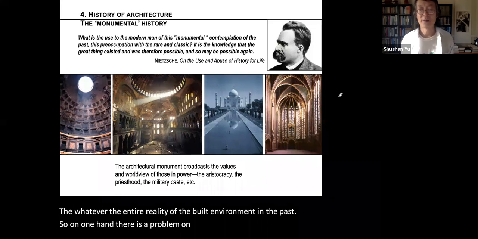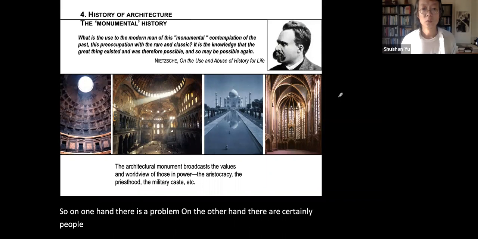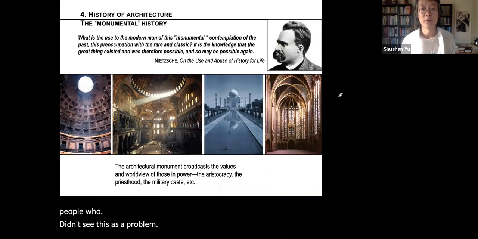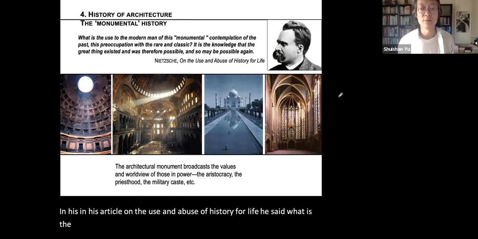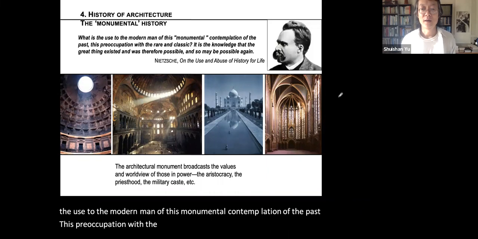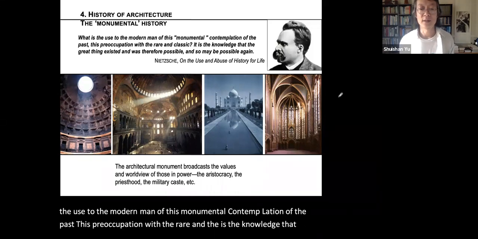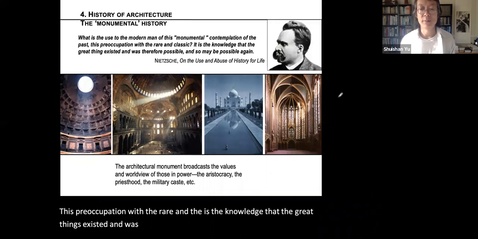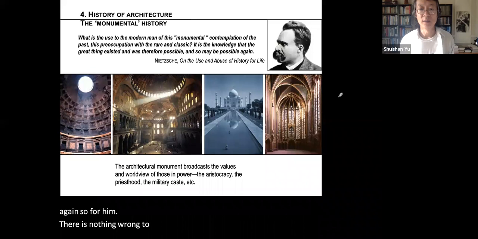On the other hand, there are certainly people who didn't see this as a problem. For example, Nietzsche, again, in his article on the use and abuse of history for life, he said, what is the use to the modern man of this monumental contemplation of the past, this preoccupation with the rare and the classic? It is the knowledge that the great things existed and was therefore possible, and so may be possible again. So for him, there is nothing wrong to just focus on great monuments. There is nothing wrong about the history of architecture with a capital A.